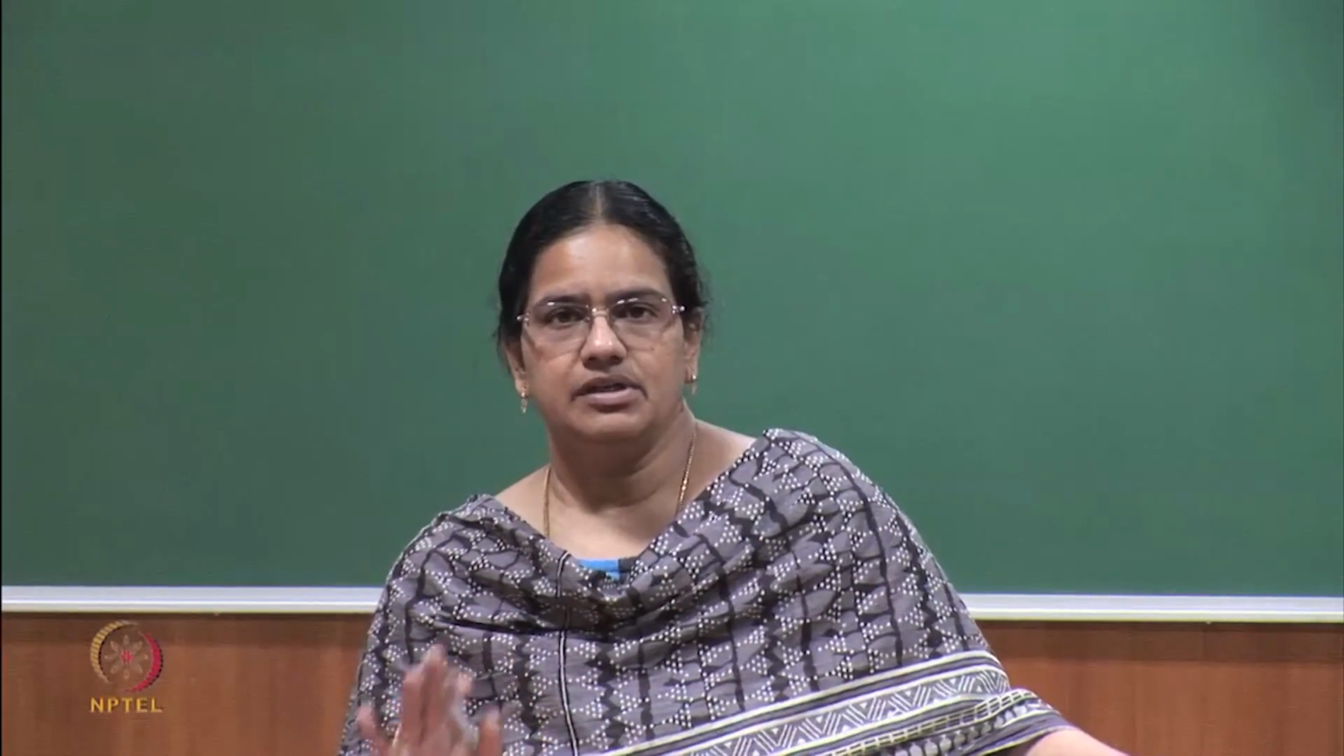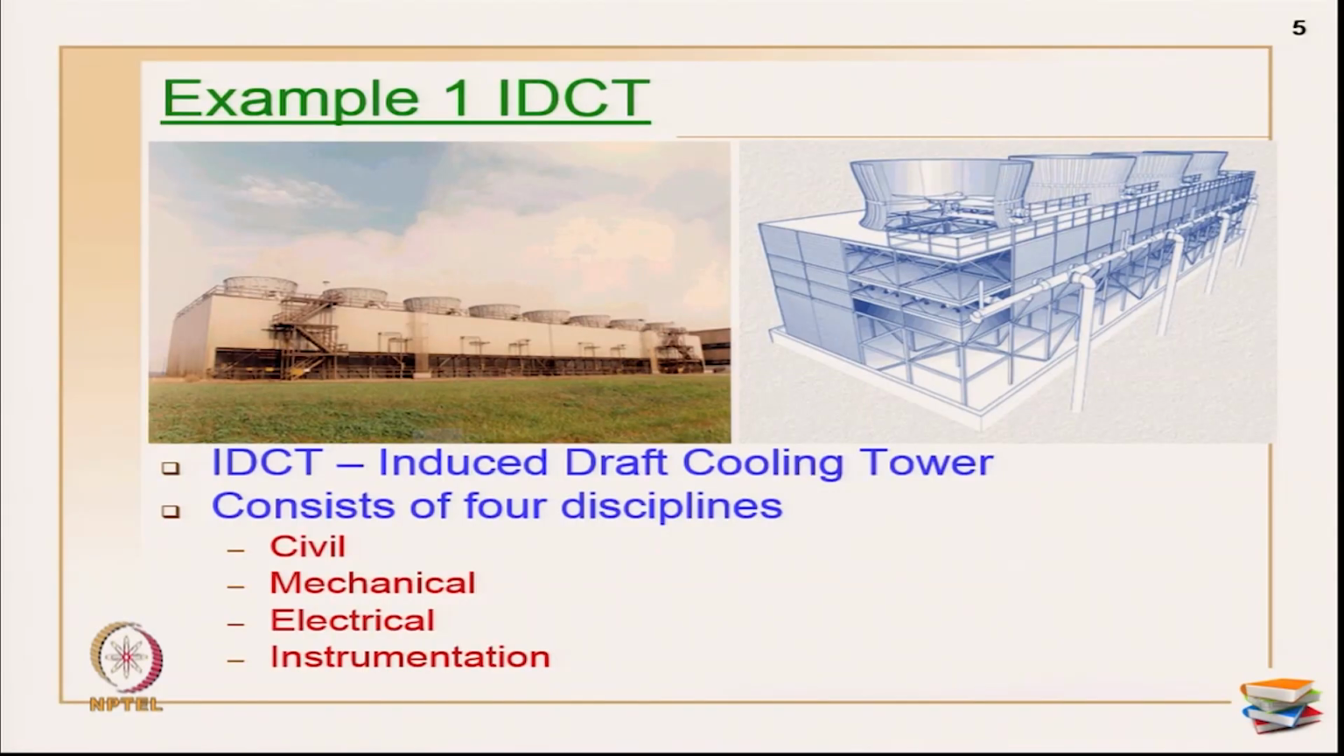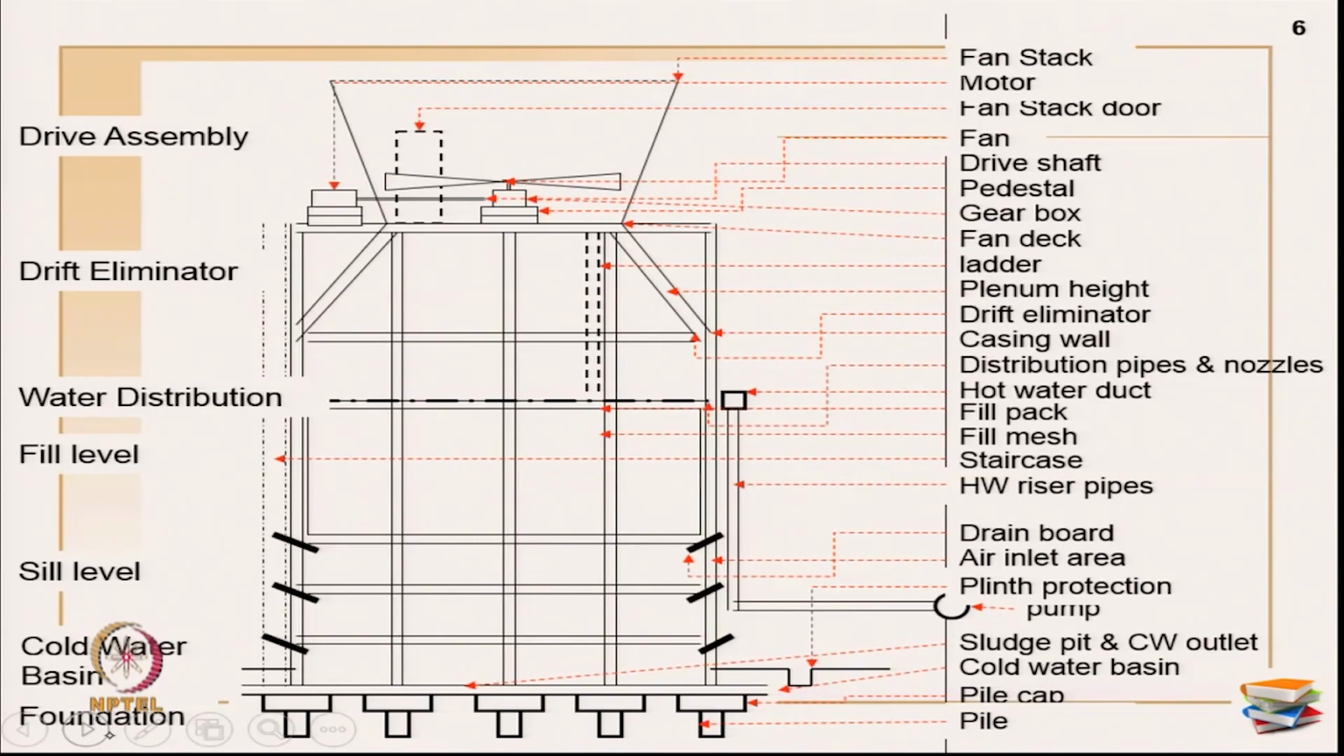Now, let us go through the steps in detail with an example. The first example which I have taken here is IDCT, which is an induced draft cooling tower. Okay. This example consists of 4 disciplines: civil, mechanical, electrical and instrumentation. So, there are 4 disciplines for the particular scope of this IDCT project. Okay. That is the reason why I have chosen this.